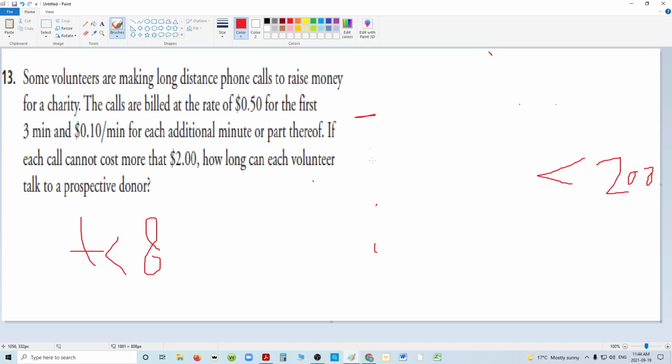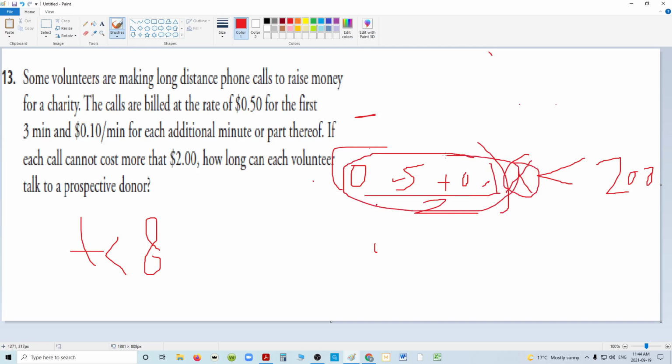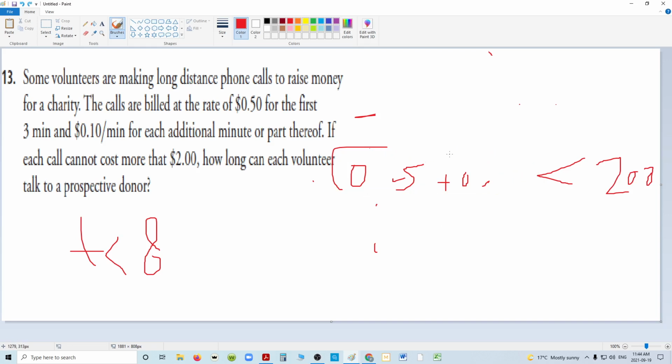I think I can do it like this. I think it can be 0.5 plus 0.3, 0.1 divided by 2. So the average call time is x, because that's the average. Except that doesn't really work, because this is the average for the 3 minutes and this is the average for the 5. So that doesn't work either.